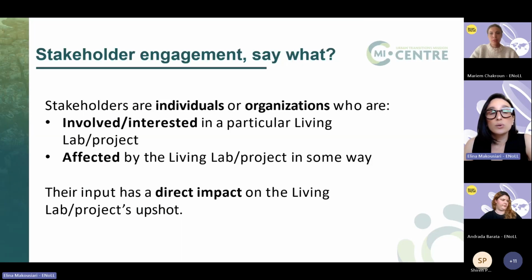So starting with stakeholder engagement, stakeholder definition. What we mean by stakeholders, the most common definition given, is that stakeholders are those individuals or organizations who are involved or interested in a particular living lab or project in general, and who are also affected in any way by them. And also what is often a bit neglected is that their input has a direct impact on what you do in the project or the living lab. Their feedback and input is really fundamental throughout the whole process.